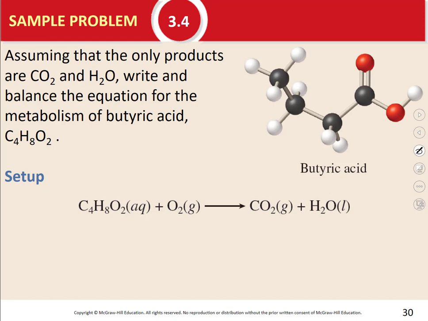So this is butyric acid. Notice here's the equation for butyric acid. Butyric acid reacts with oxygen to make carbon dioxide and water. Now, what kind of a reaction does that look like? Combustion reaction. In fact, it is combustion just without the fire.